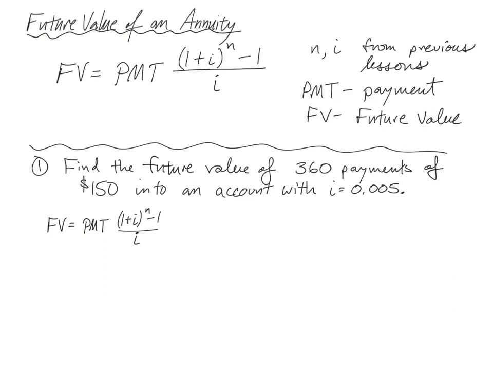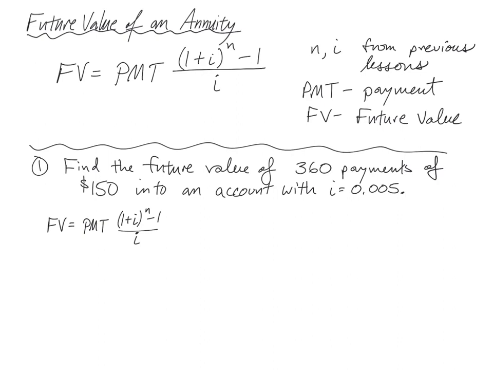And again, if you're not given i outright, you can divide the annual nominal rate by the number of compoundings per year. The only new notations here are payment, PMT, and future value, FV. So we can multiply the payment times all of this nonsense to find the future value of our annuity.